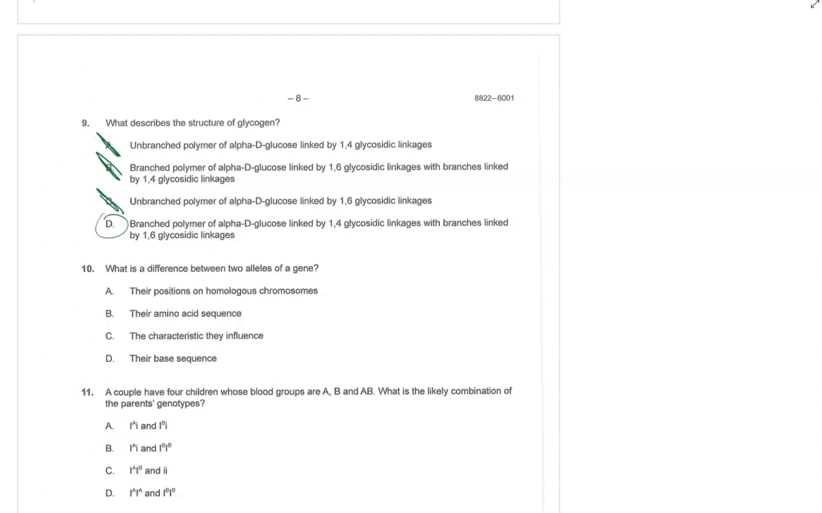Then 10, what is the difference between 2 alleles of a gene? So the answer there is going to be their base sequence. Okay.